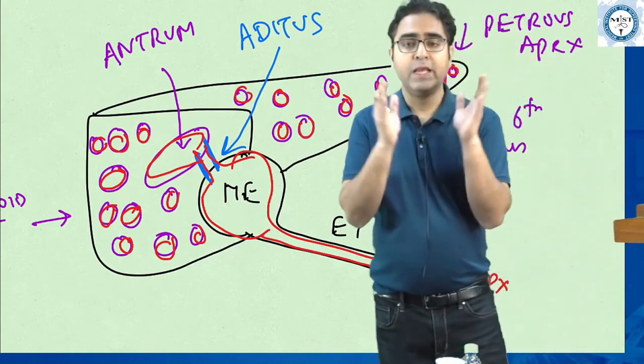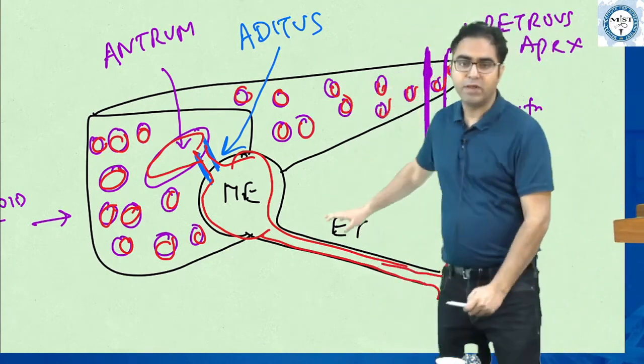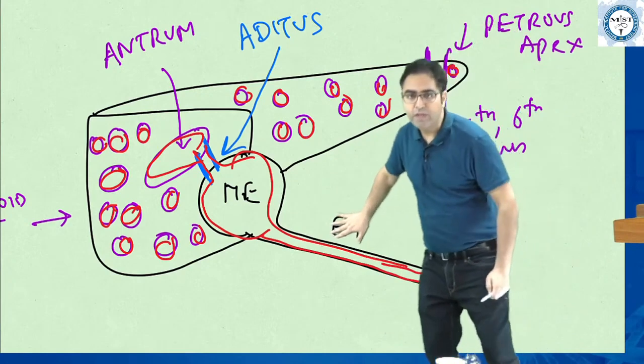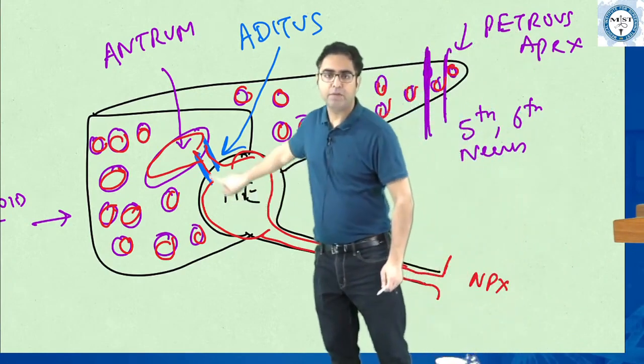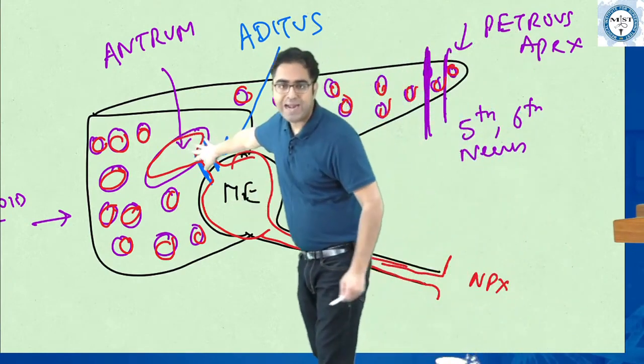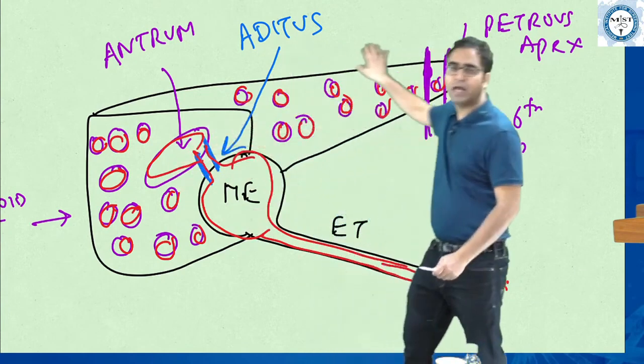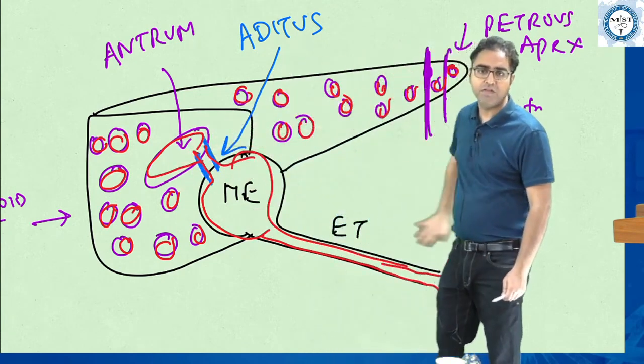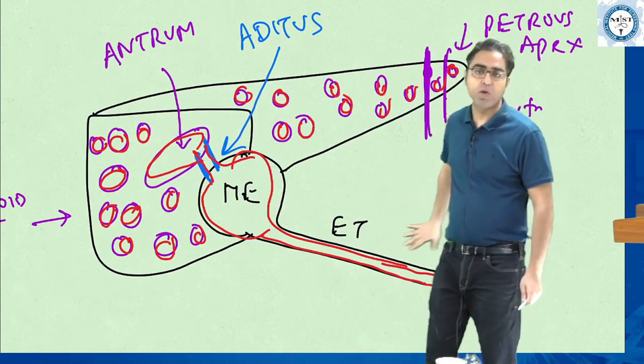Let us revise. There are 5 parts of the middle ear cleft. Everybody speak with me. Number 1, Eustachian tube. Number 2, middle ear. Number 3, aditus. Number 4, antrum. And number 5, the rest of the ear cells. We learned today that this whole system is interconnected and mucosa lined.